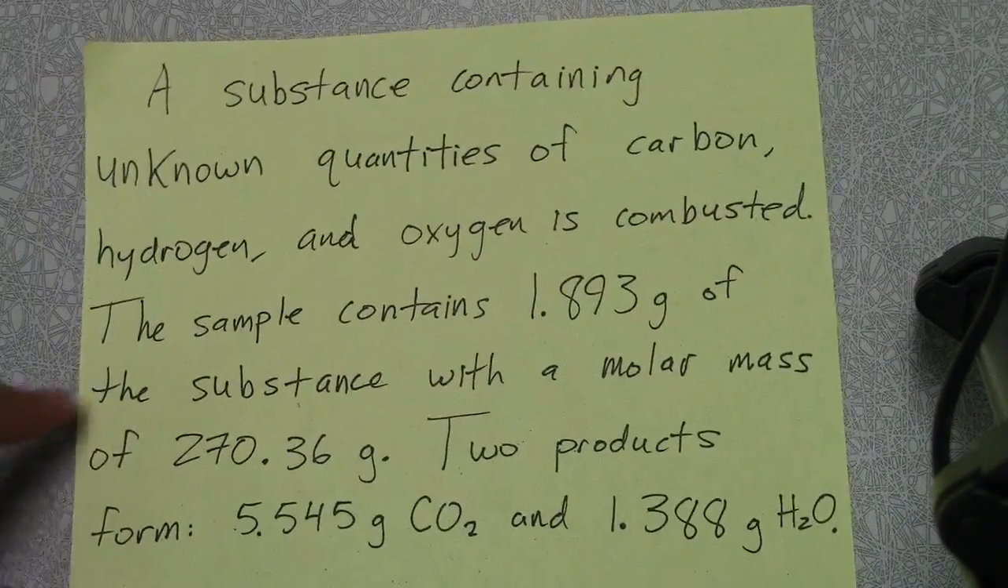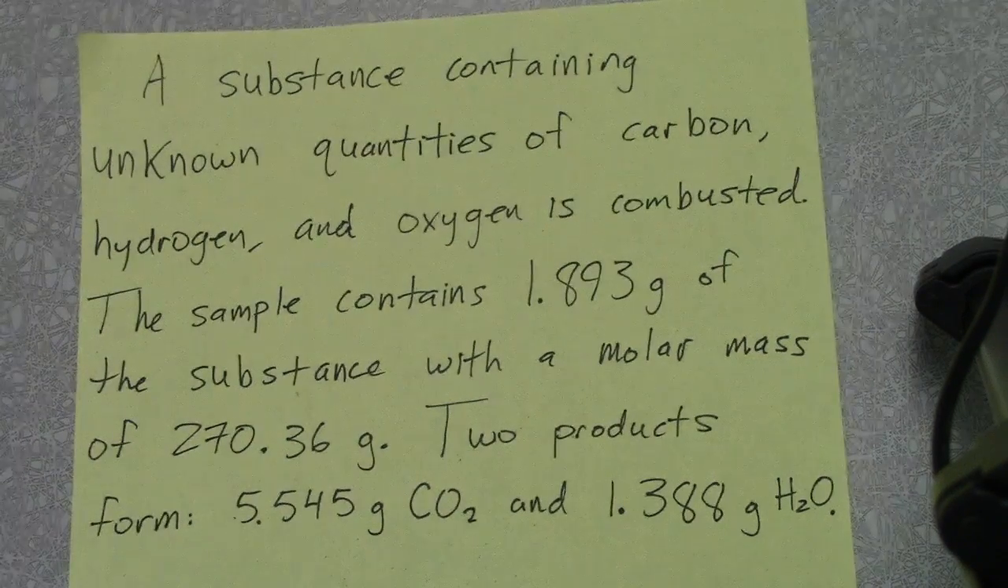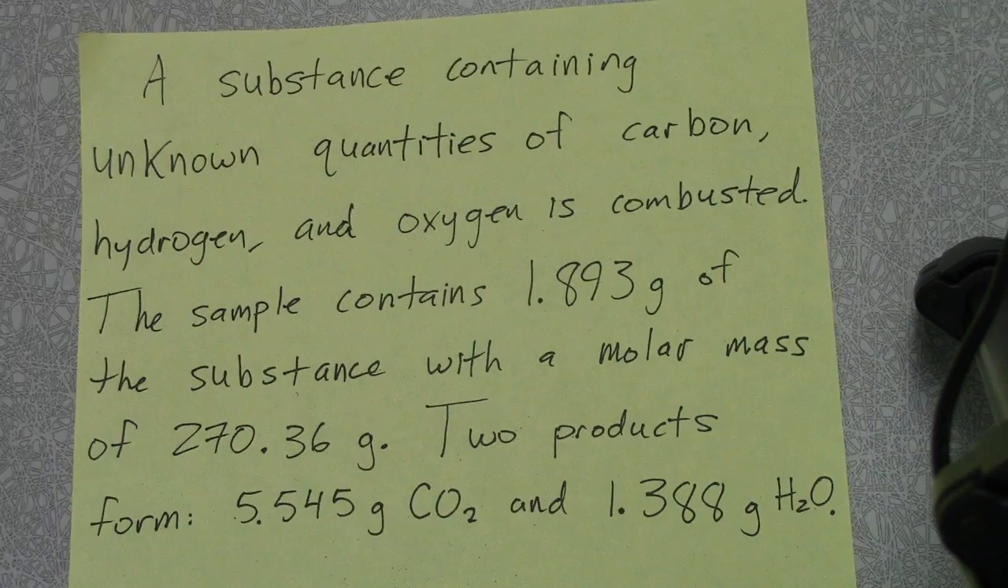I've gone ahead and written this problem out. Not exactly how it was in the book, but pretty close. And here's the problem. So we had a substance containing unknown quantities of carbon, hydrogen, and oxygen. We combusted it. We just didn't like it very much, so we burned it. That sample initially contained 1.893 grams of this mystery substance. We do know, like I just said, there's carbon, hydrogen, and oxygen inside the substance.